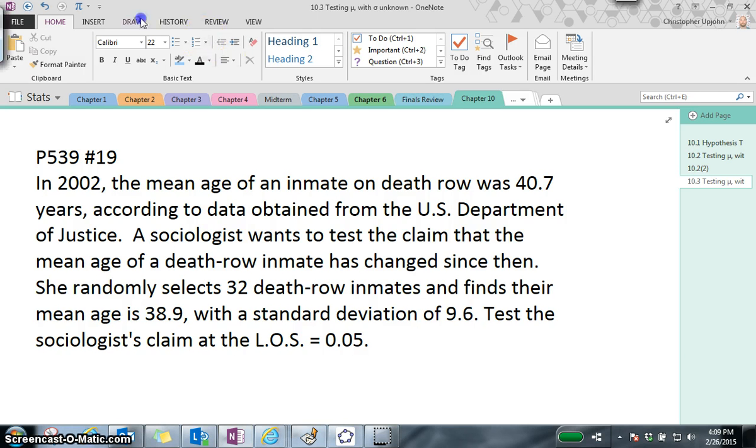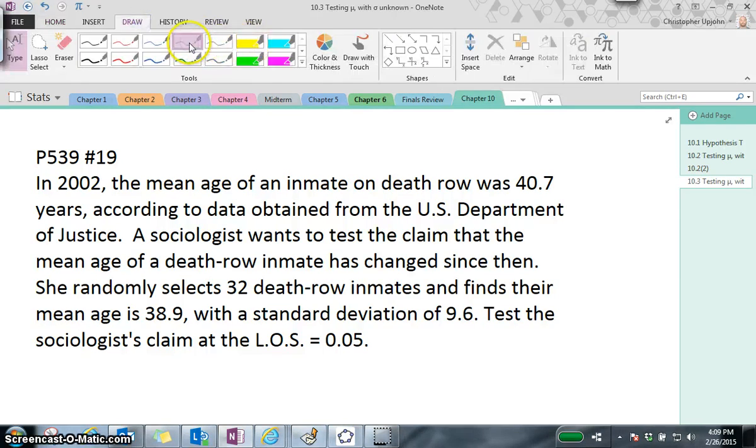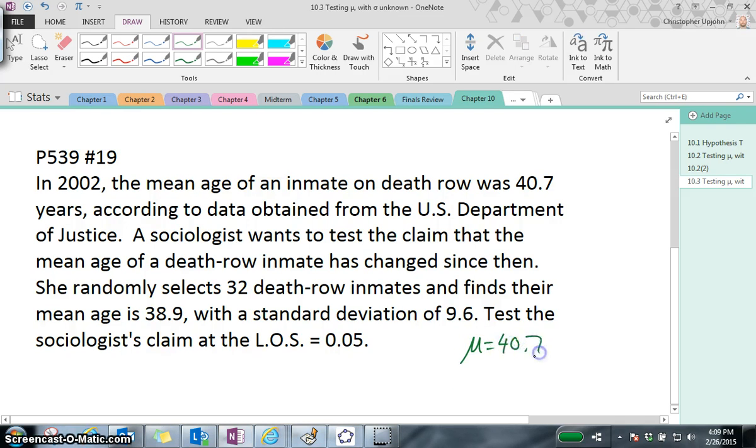So let's first figure out what kind of information we have. In 2002, the mean age of an inmate on death row was 40.7, according to data obtained from the U.S. Department of Justice. A sociologist wants to test a claim that the mean age of a death row inmate has changed since then. She randomly selects 32 death row inmates and finds their mean age to be 38.9 with a standard deviation of 9.6. Test the sociologist's claim at the level of significance 0.05.